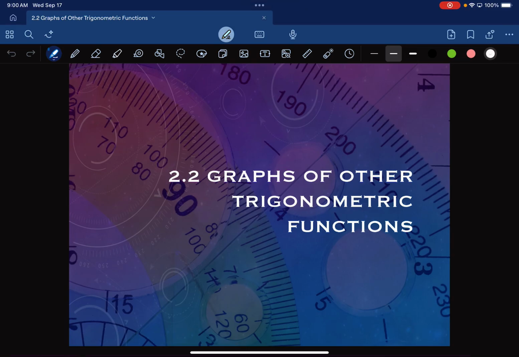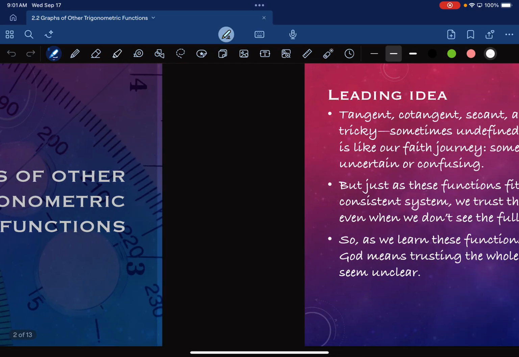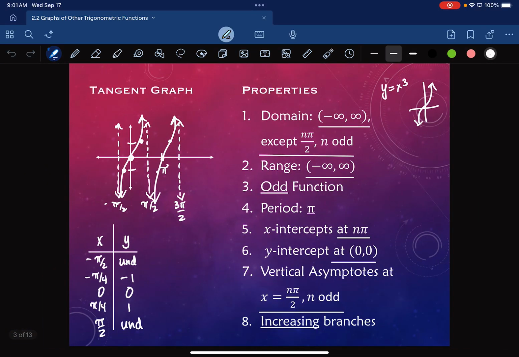So we started section 2.2 last time. We're taking a look at graphs of other trig functions, and we had taken a look just briefly at tangent. And just to remind you what that one looked like, it looks like the graph of x cubed, kind of, but sandwiched in between asymptotes. And of course it has this repeating fashion to it as well. So we saw this one last time.